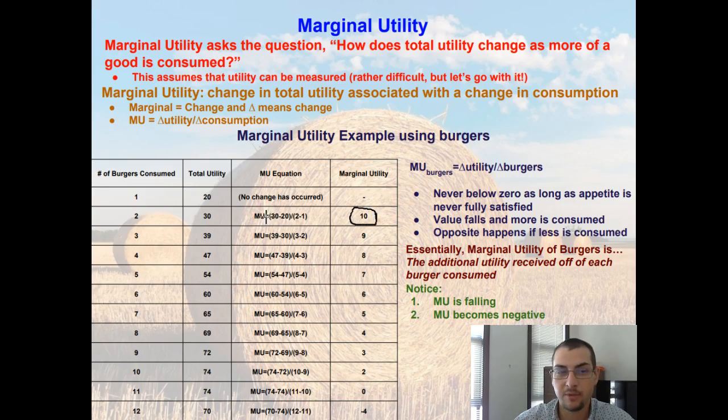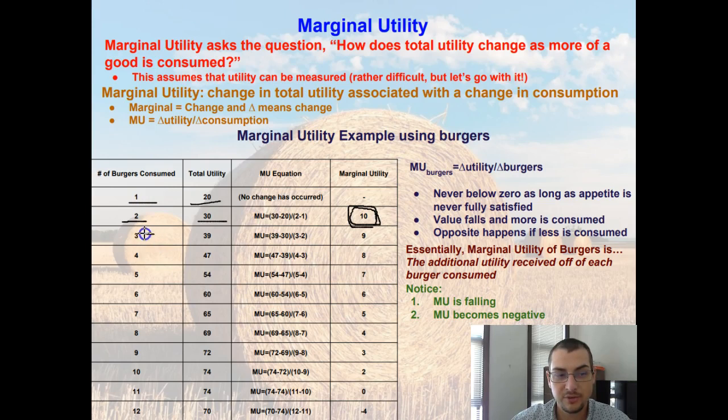So let's just stop and think about that. You ate that very first burger. Oh, it tasted so good. You got 20 units of satisfaction off of it. You ate that second burger. That second burger gave you an additional 10 units of satisfaction. It gave you a change of 10 units. So this marginal utility deals with the additional amount of satisfaction you're going to obtain off of one more unit being consumed. You got 10 more units off of it, and your total utility increased to 30.